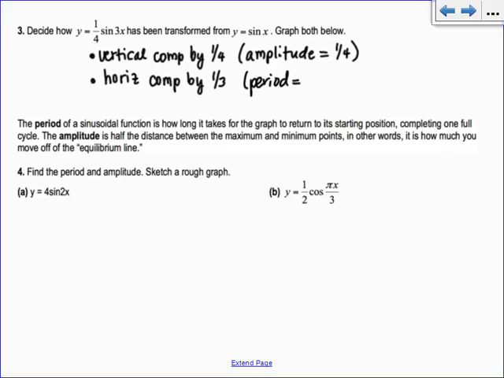I heard someone say 2 pi over what? 2 pi over 3. Right, so you take your 2 pi and you divide by whatever number was there. So that was our b, we call it.